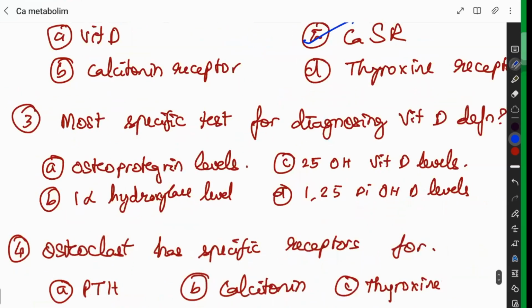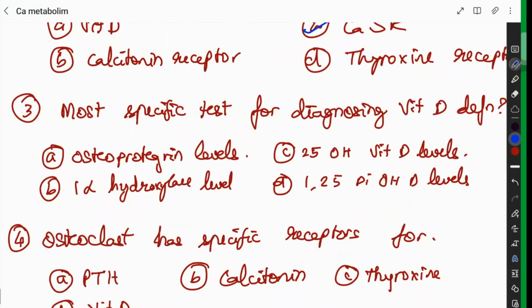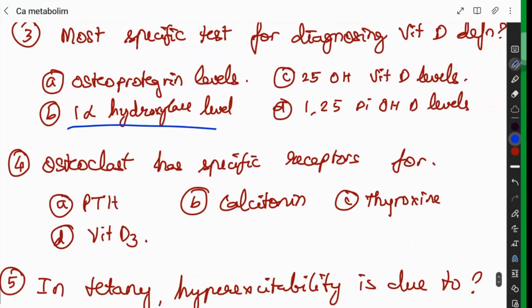Third one, most specific test for diagnosing vitamin D deficiency. Which is the most specific test in diagnosing vitamin D deficiency? Someone? Come on, if it is wrong also, there is no issue. You can just put it in your chat box, right? Which is going to be the most specific test for diagnosing vitamin D deficiency? 1-alpha hydroxylase. I got one answer. Next, someone, if you want to try, or are you agreeing with the answer?